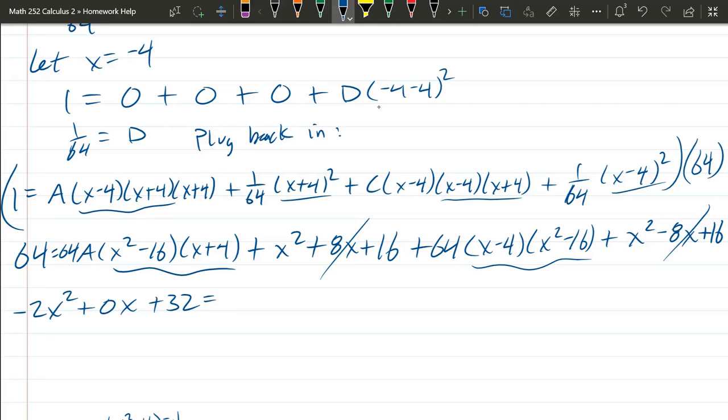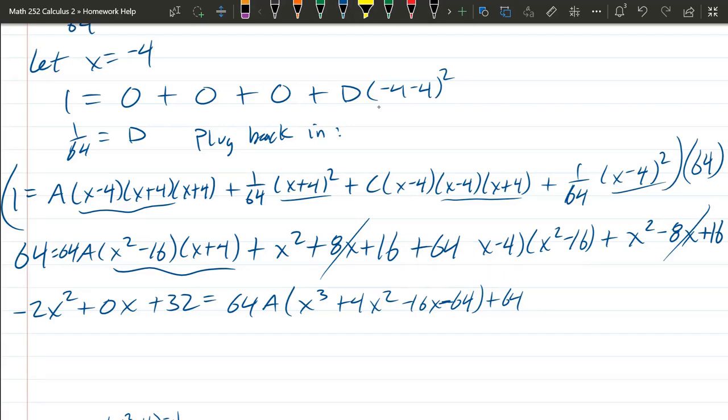All right, right side. Here we go. 64a times, now I am doing that multiplication right now. x squared times x is x cubed plus 4x squared minus 16x minus a lot, 64, plus 64. There should be a variable there. We'll pretend like that c is still there. It should still be there.